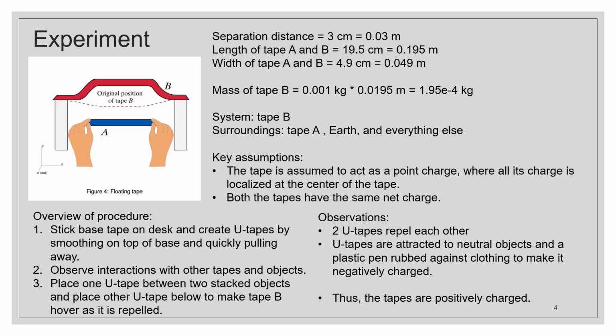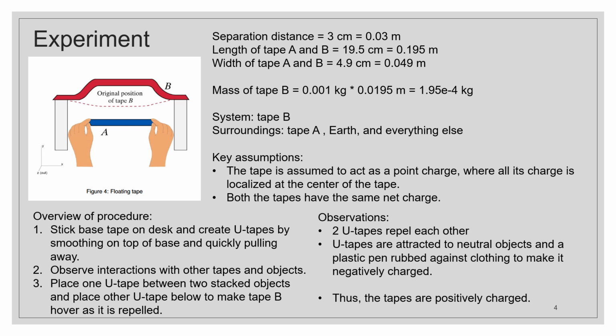The experiment information is presented on the slide. The separation distance is 3 centimeters. The length of tape A and B is 19.5 centimeters. The width of tape A and tape B is 4.9 centimeters. And the mass of tape B is 1.95 times 10 to the negative 4 kg. The system is tape B and the surroundings are tape A, the Earth, and everything else.